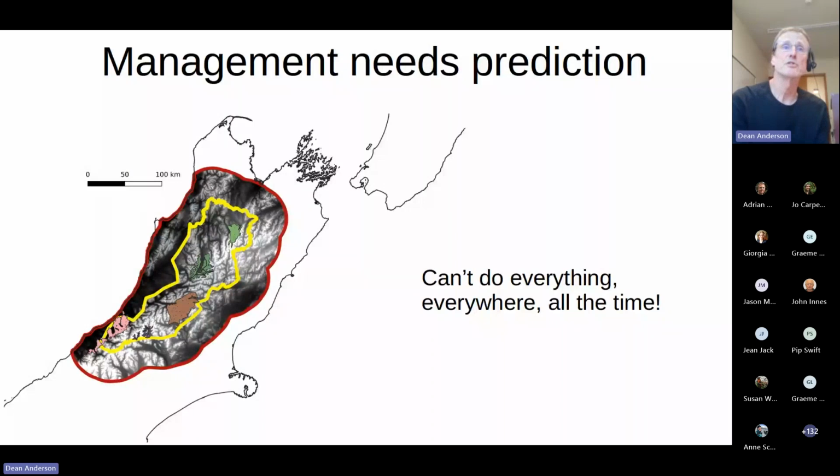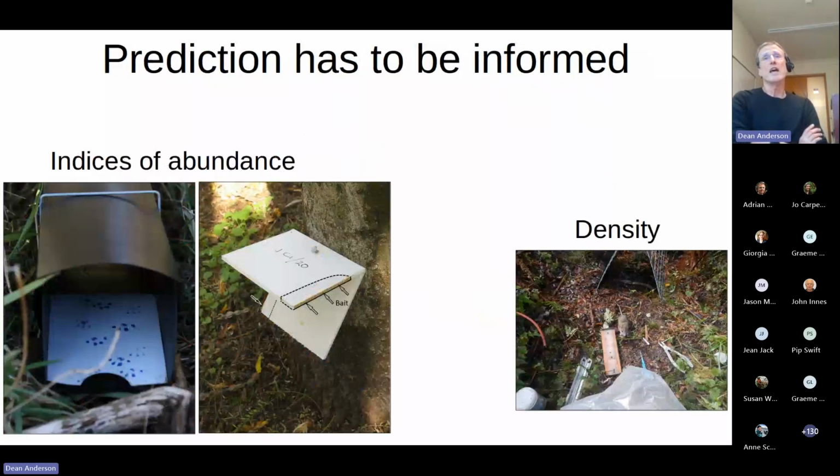So for example, if we wanted to protect kia in a large area, this large yellow polygon area in the South Island, we wouldn't be able to control the entire area. In fact, we may only be able to do 1080 in these isolated management zones, but not all every year. So we have to pick and choose where we're going to do management. And we need some basis for making those decisions, because it's an opportunity lost somewhere else if we're doing management where it's not needed. And so our prediction has to be informed.